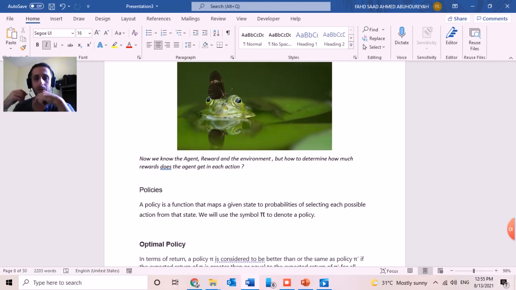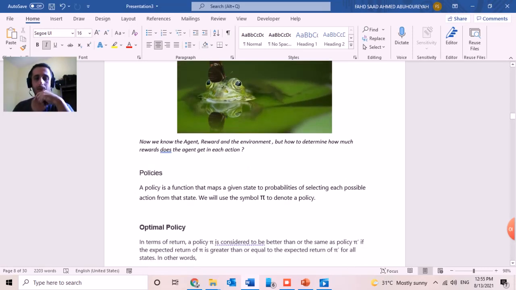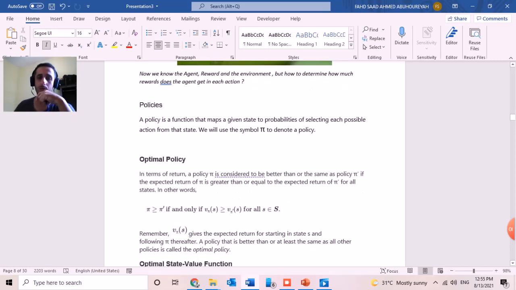How to determine how much reward the agent gets in each action? There are policies, which can be defined as the rules or the maps that give the states the probabilities to select each possible action from each state. Every action done in each state will generate a reward. How much? That depends on the policies, and that will lead us to the optimal policies.